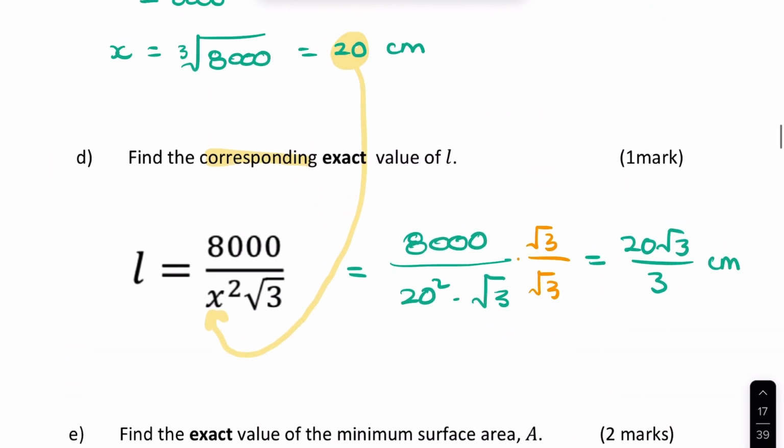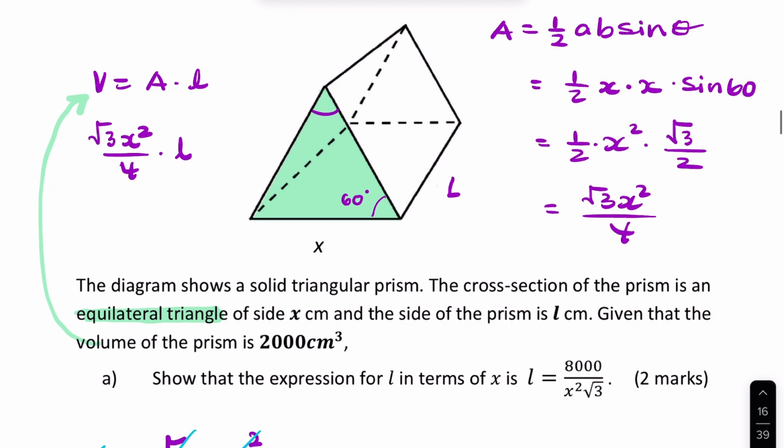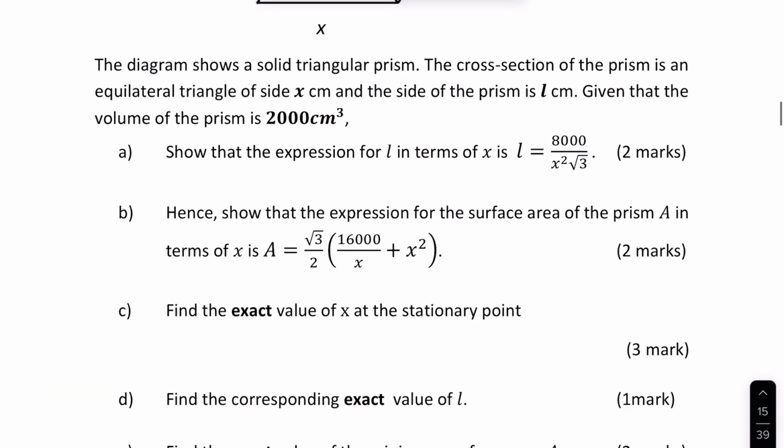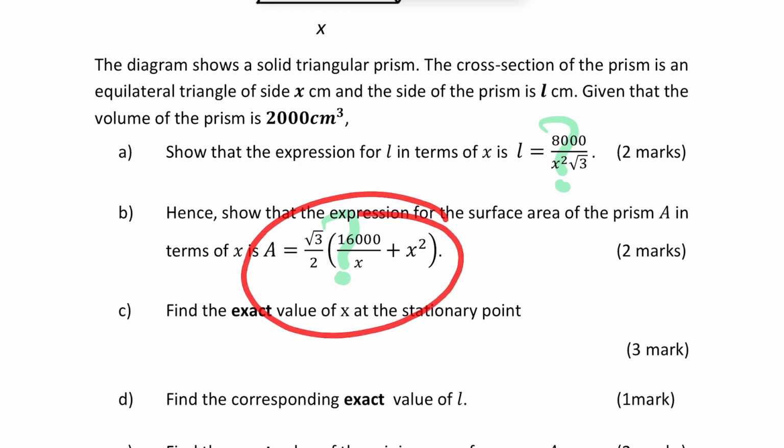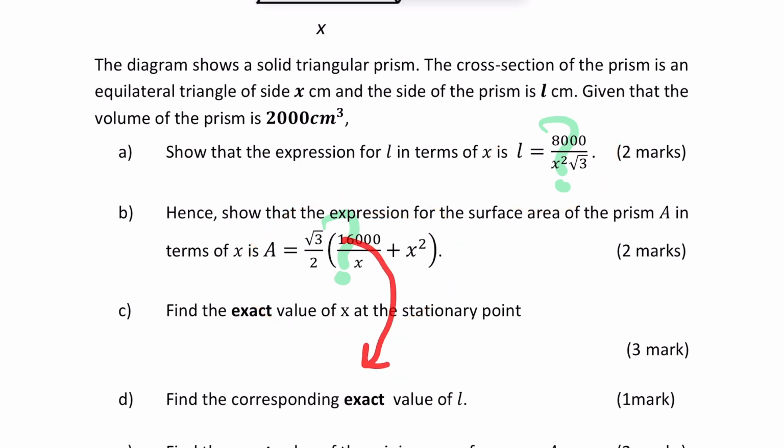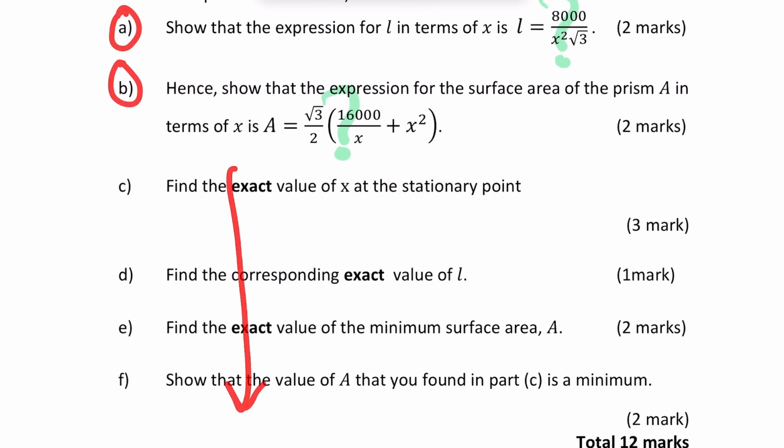So quite a lot of work. The good news about this question is that even if you don't know how to do the first part, you're still able to answer part C, D, etc., because you can use this information. So you can just differentiate this and then substitute that. So you don't need to get A and B right in order to get the remaining marks.